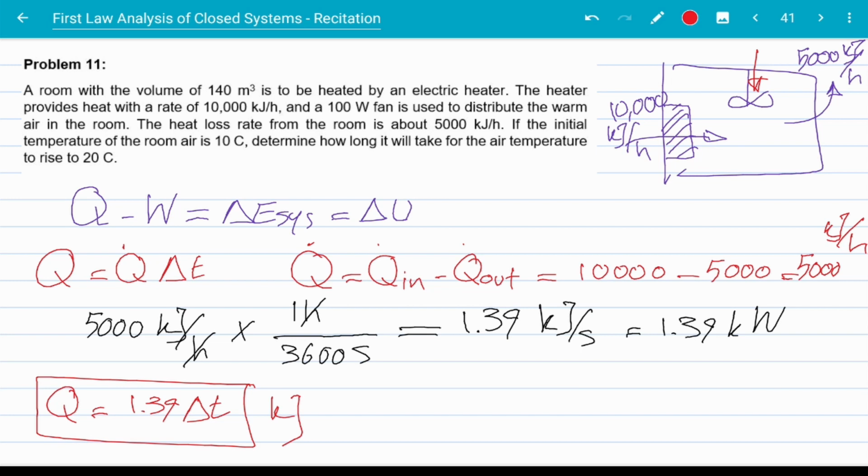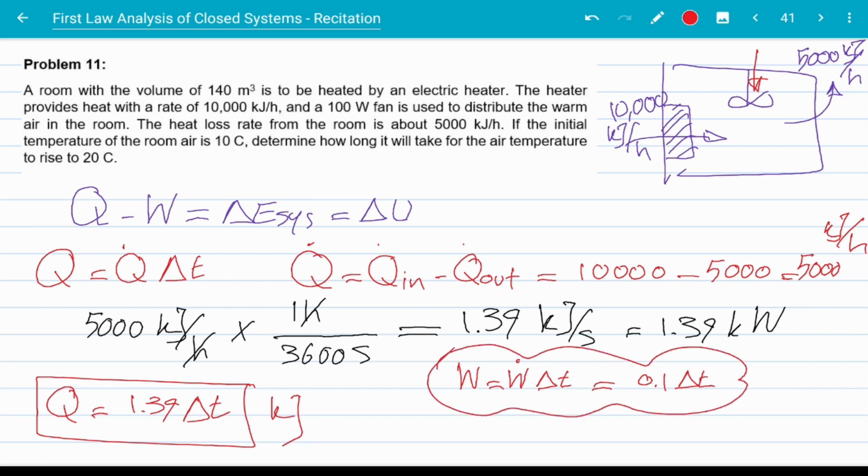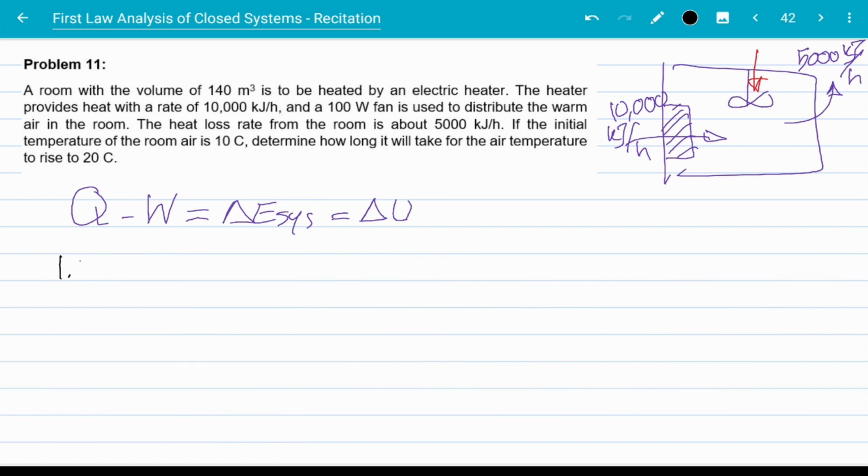Now I can do the same thing for work. Work is the rate of work times delta T. For our case, we only have 100 watts of fan work, which is 0.1 kilowatts times delta T. I can now plug these two back into the equation. So I have 1.39 delta T plus 0.1 delta T is the change of internal energy, which is m times (U2 minus U1).